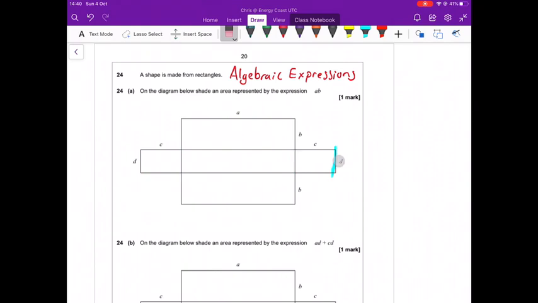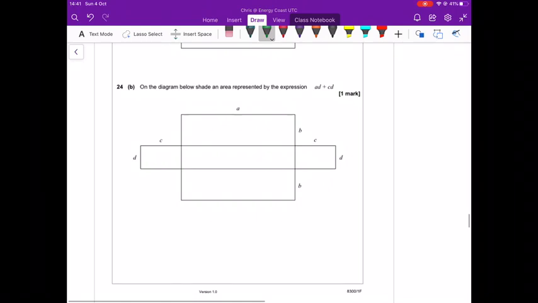Remember how you work out the area of a rectangle, you do length times width. So let's look at what we've got. We've got here AB, which means A times B. So which rectangle, there's actually 2 answers here, has an A on the side and a B on the width, A on one side, B on the other, okay? And my answer is going to be that one. So shade in that one, okay? I could have shaded in the bottom one as well because that's also an A and a B, okay? So there you go for that.